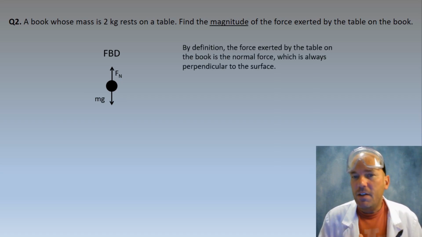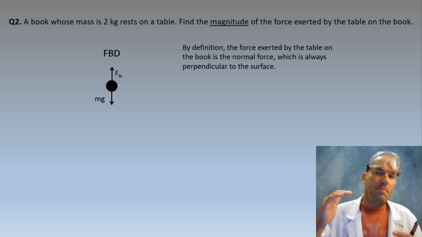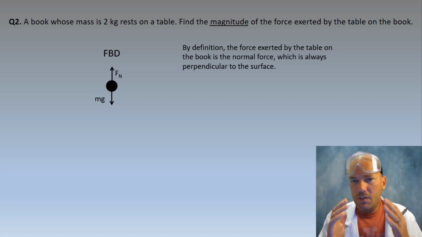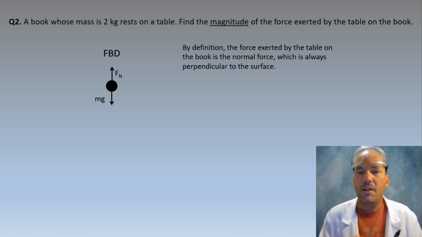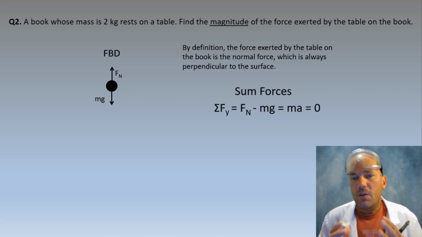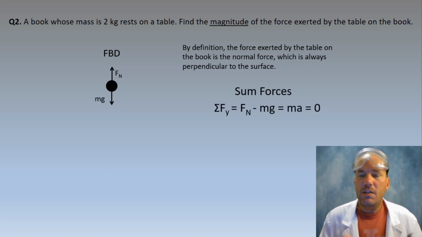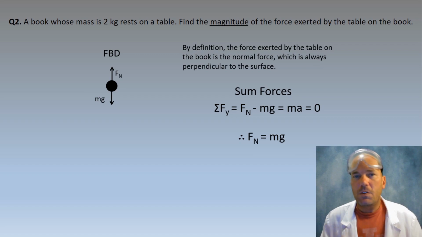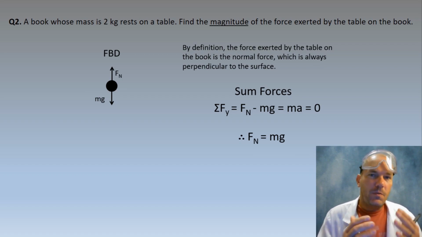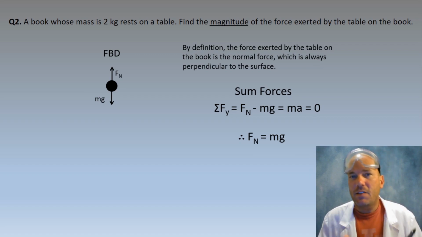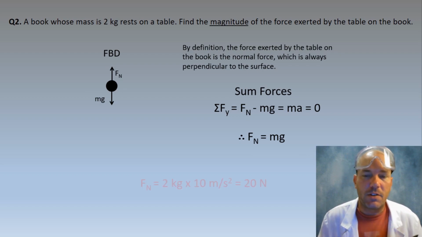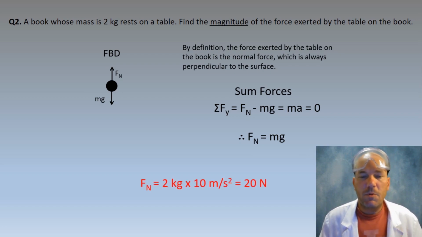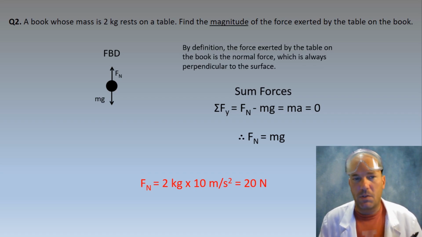So by definition, the force exerted by the table on the book is the normal force, which we've talked about in class, and this is always perpendicular to the surface. So let's go ahead and sum the forces vertically. Again, you're going to find that because there is no net force, force normal is equal to the force of gravity, or mass multiplied by the acceleration due to gravity. So force normal ends up being 20 newtons.